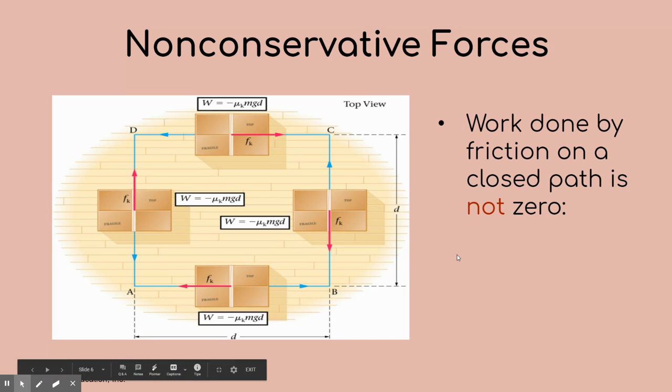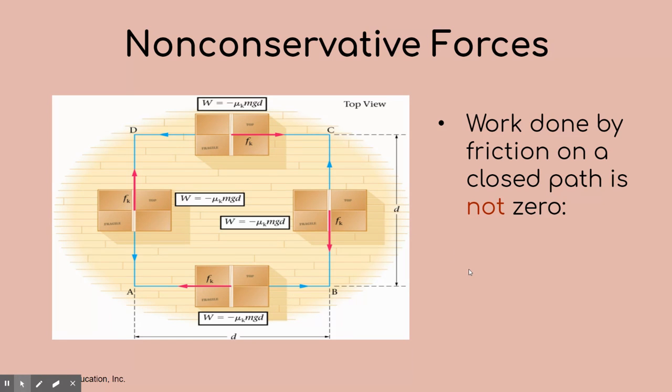So here we're going to end up with a work that's -4 multiplied by that kinetic friction coefficient times mass times gravity times distance. So these would add up to -4 instead of canceling out nicely like they did with the conservative forces. So gravity is a conservative force. The work done by gravity is conservative. The work done by friction is not conservative.